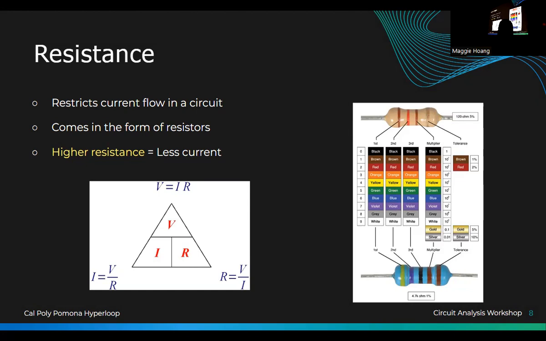So V is voltage, I is current, R is resistance. They kind of go hand in hand together, right? So we could say the higher the resistance, the lower the current is, right? It'll go into more detail later.